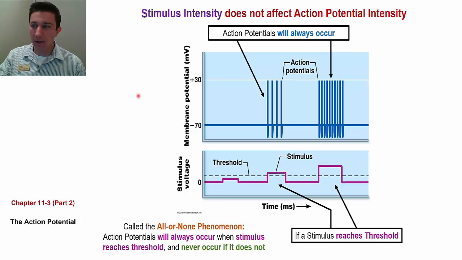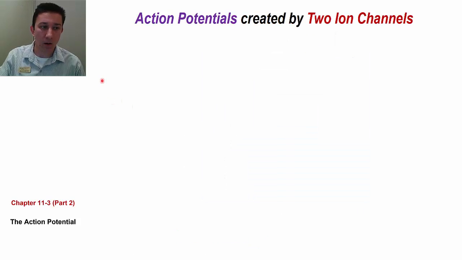This phenomenon, where an action potential will either occur if a stimulus reaches threshold or will not occur if a stimulus doesn't reach threshold, is called the all-or-none phenomenon, right? It states that action potentials will always occur when a stimulus reaches threshold, and an action potential will never occur if a stimulus doesn't reach threshold. Pretty straightforward, I hope. So we have the all-or-none phenomenon.